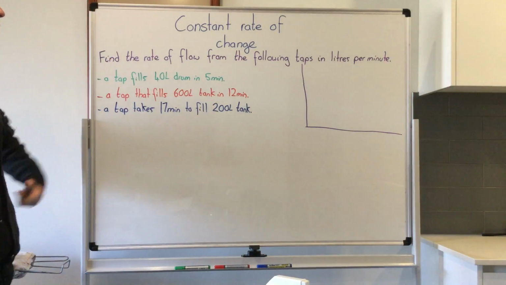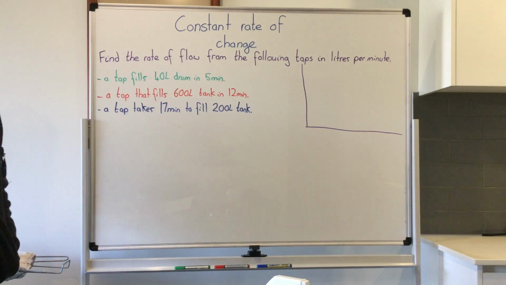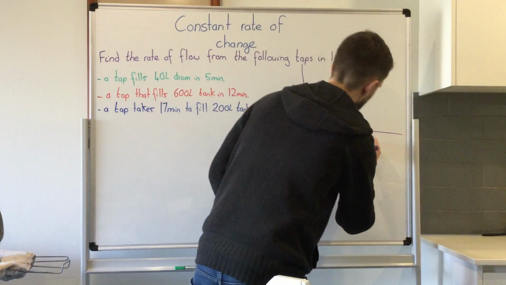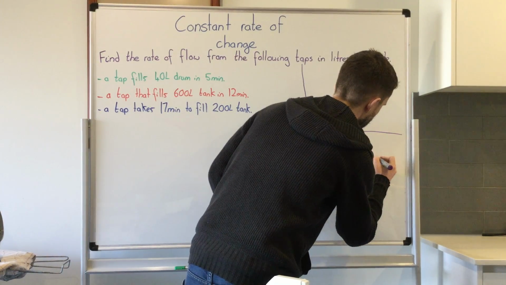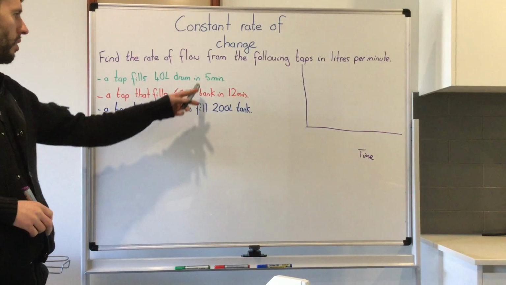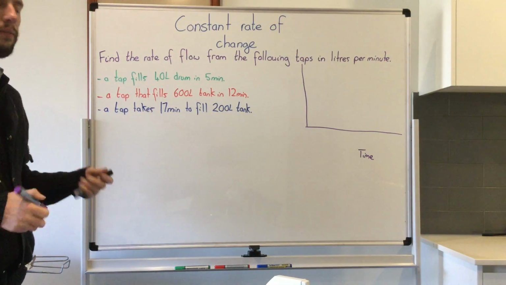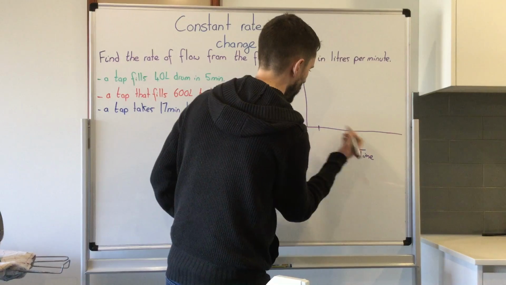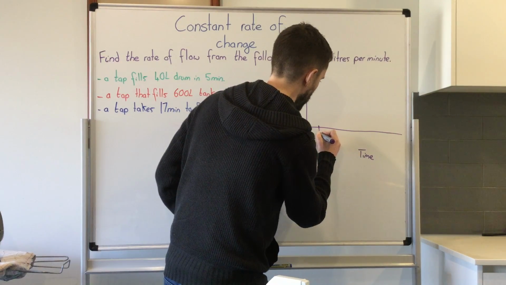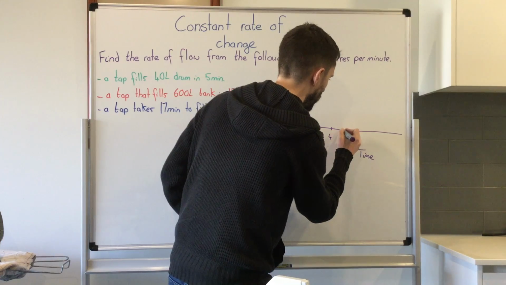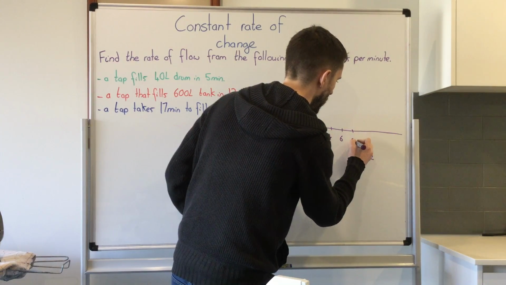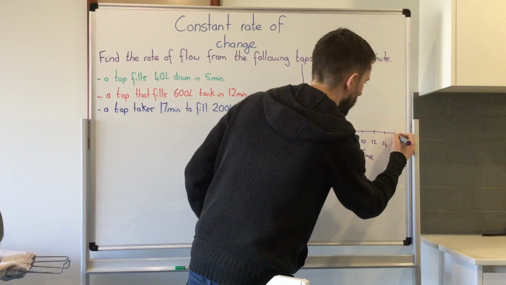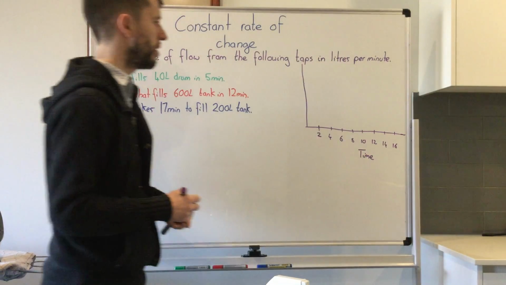Okay, so find the rate of flow from the following taps in litres per minute. So we always think about our x, if there's time, as the time. So I will do my time. Now, if I'm looking at minutes, it goes up to 17 minutes. I'm just going to get all my points down. 2, 4, 6, 8, 10, 12, 14, 16, and there's enough for 17 there.